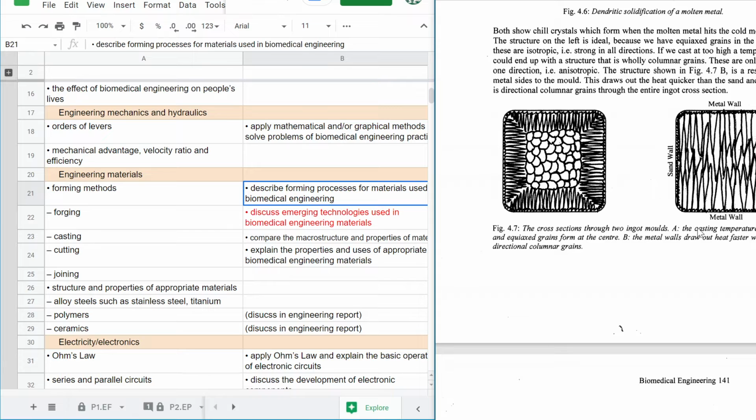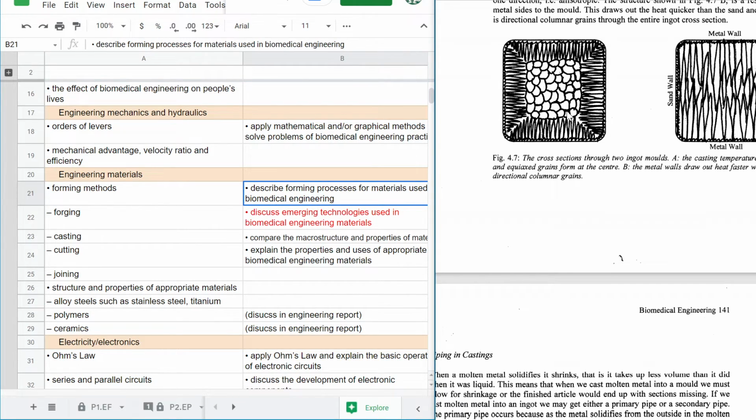Now, I'm sure I talked about this on Zoom as well, but I'm going to go through it again now just because it's nice to have a video that people can watch later. With casting, we can get different kinds of grain structure depending on the conditions. If we have sand, that's going to allow the thing to cool more slowly. We're going to still have some rapid heat loss.